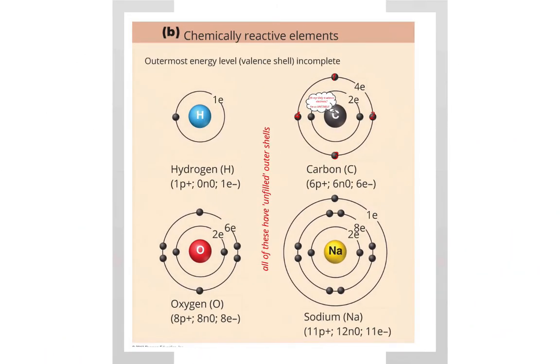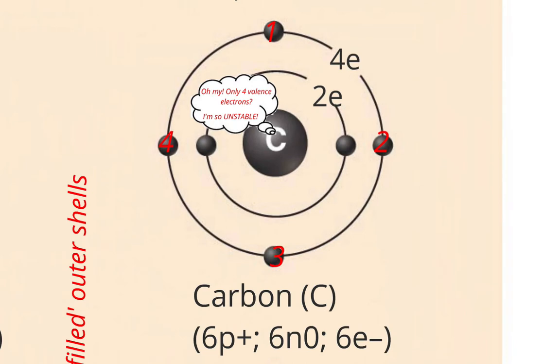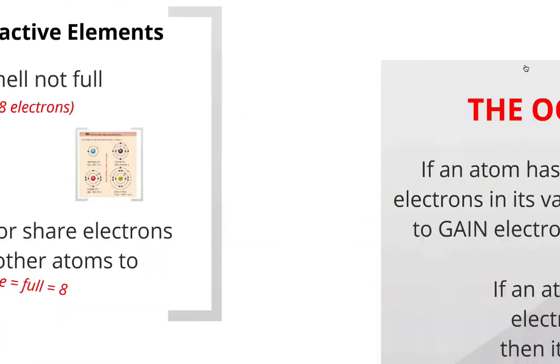We have hydrogen, top left corner. It's only got one, and that single shell that it has could hold as many as two, which means if it's got one and it needs two, it needs one more. Carbon, on the other hand, has 4 electrons in its valence shell. So let's talk a little about this octet rule.